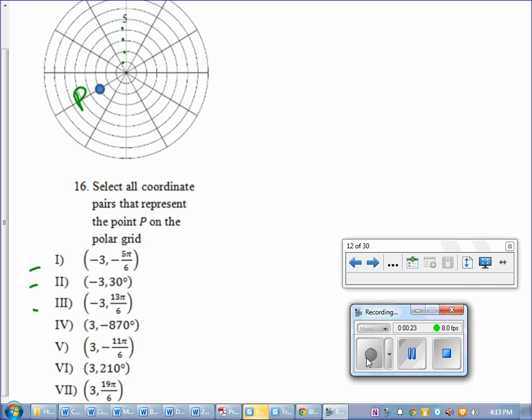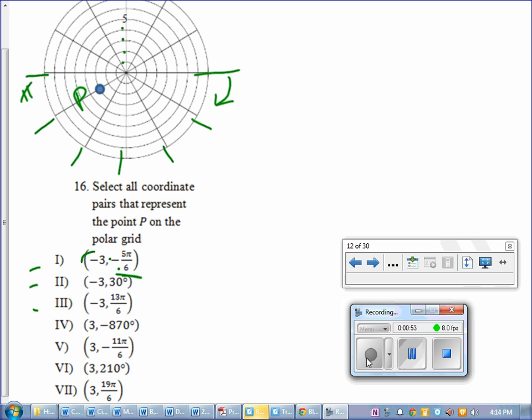So let's start with number 1, -3, -5 pi over 6. When you're graphing a polar point, you want to start with theta, which is actually the second number. The negative tells us that we're going to be going clockwise. I'm going to start by going down, and we're going to go 5/6 of the way around the circle. 1 radian, pi, is a half circle, so we're going to go 5/6 around the half circle. Each spoke is 1/6. So 1/6, 2/6, 3/6, 4/6, 5/6. And we end up on the spoke where P is.